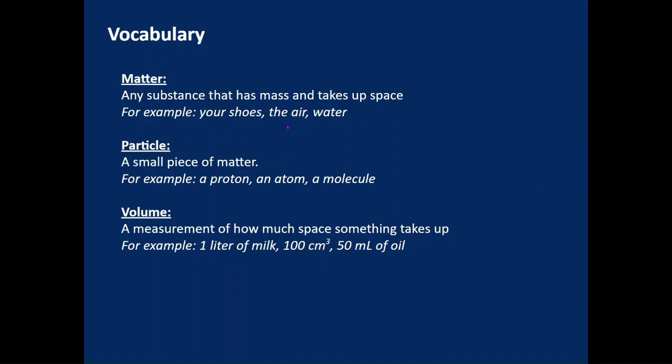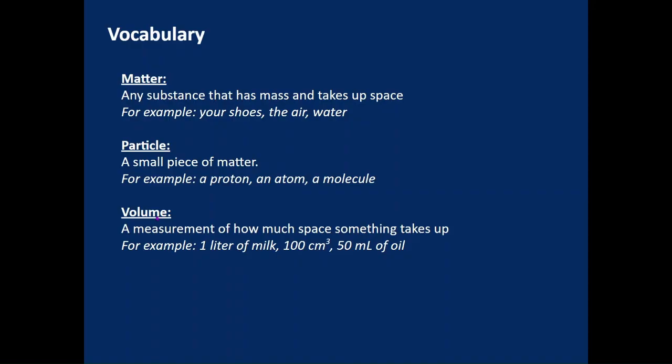So sometimes things are matter that you can't even see. Like the air you can't really see, but there are tiny, tiny particles, which is our next word, in the air, and that have a tiny amount of mass, tiny amount of weight, and they do take up some amount of space. A particle is a small piece of matter. So, for example, a proton, which is a very tiny piece, an atom, also very small, a molecule, those are all particles, super tiny. You cannot see them with your eyes, but they do exist, they do have mass, and they do take up space.